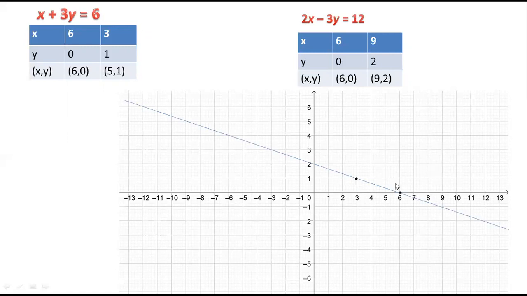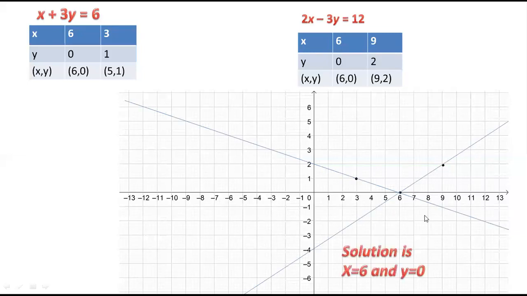And for the next equation, first point is 6, 0. It is already plotted. It is here. And 9, 2. It's here. Draw the line. Two lines are intersecting at one point. Here the value of x is 6 and the value of y is 0. So the solution is x is equal to 6 and y is equal to 0. This is the way of finding the solution of a pair of linear equations by the graphical method.